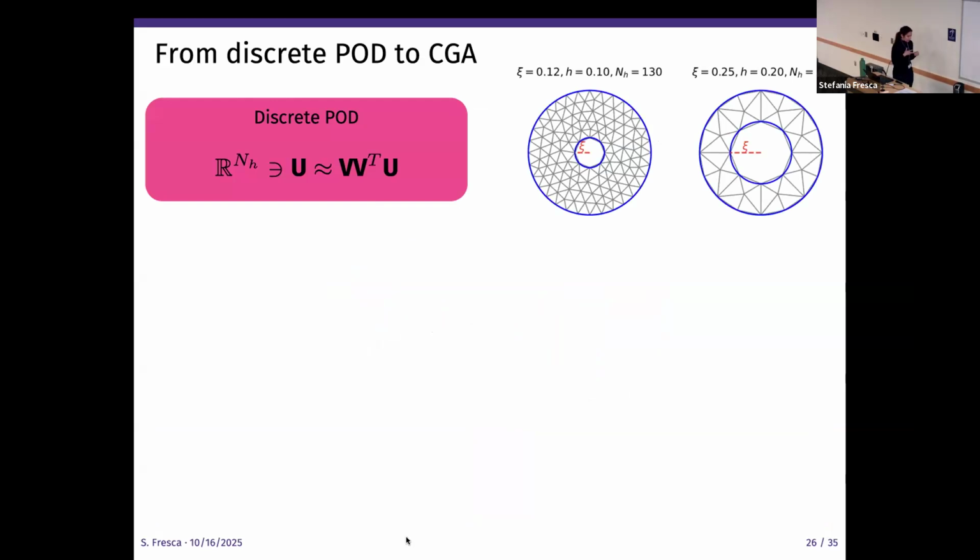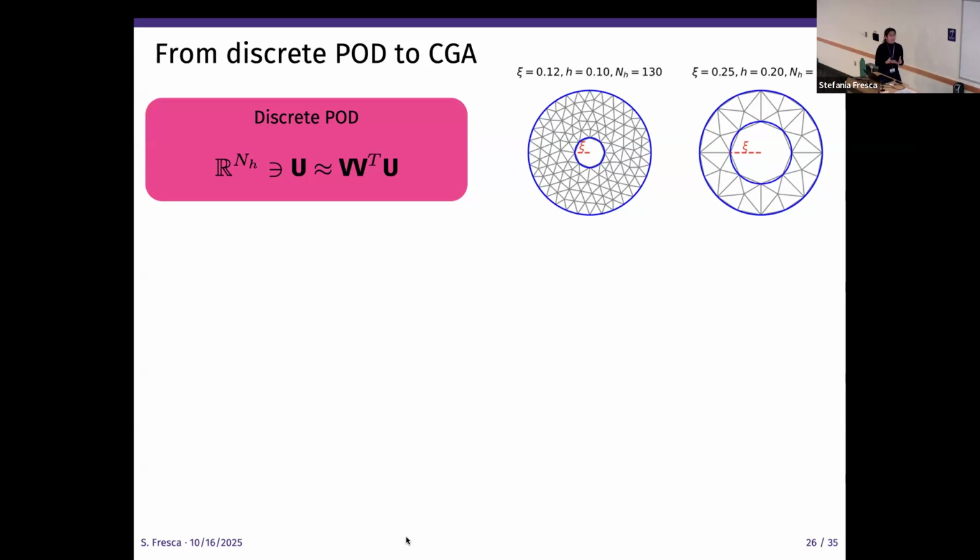So the POD, for a given number of modes, the POD subspace minimizes the error between the snapshots and their projections onto the POD subspace. This is well known. The snapshots have to share the same number of degrees of freedom. This means that they have to belong to a fixed resolution dataset.